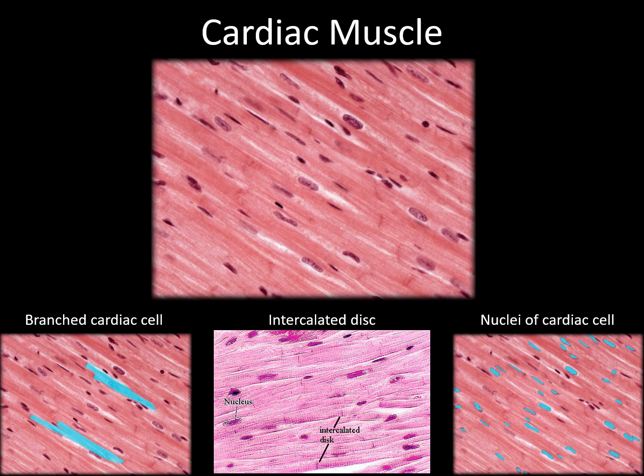Here's a picture of cardiac muscle, and you can see that it's similar to skeletal muscle with the long strips, except this particular picture shows branching. You can see the branches on this particular picture. And then you can see the intercalated discs right where it's showing you, and it's almost like a line there. And then, of course, the nuclei.